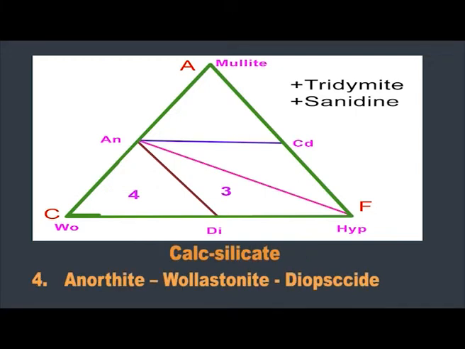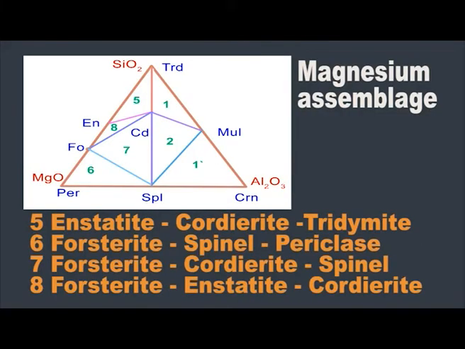Calcsilicate assemblages. Number 4, anorthite, wollastonite, diopside. Magnesian assemblages. Number 5, enstatite, cordierite, tridymite. Number 6, forsterite, spinel, periclase. Number 7, forsterite, cordierite, spinel. Number 8, forsterite, enstatite, cordierite.